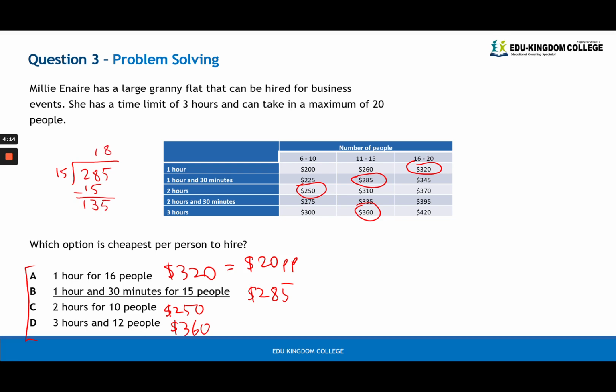Maybe let's try 8. 8 fives are 40, 120. Let's try 9. 9 fives are 45. There we go, that's 19 per person. So already A is out. C divided, you get 25 per person. This one you get 30 per person. So that's why B is your answer.